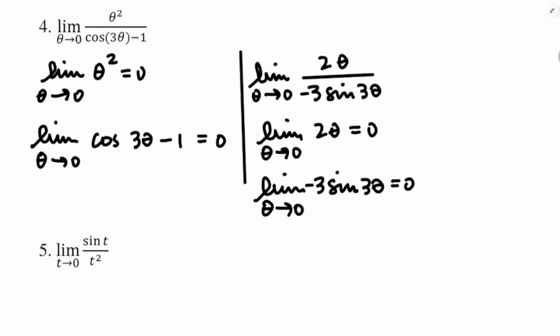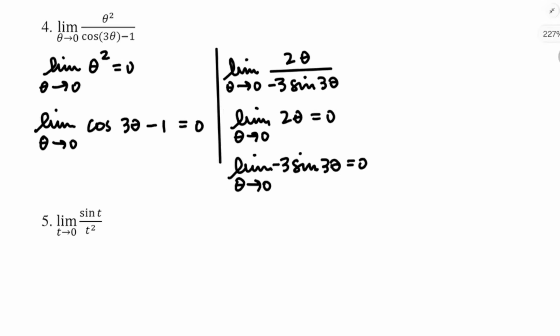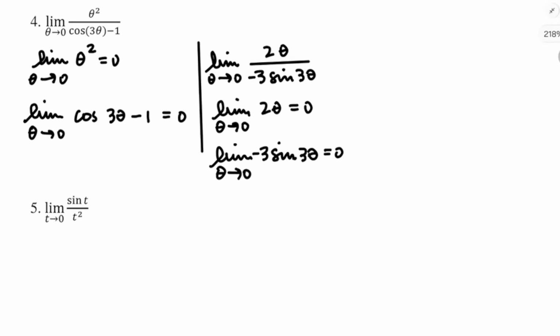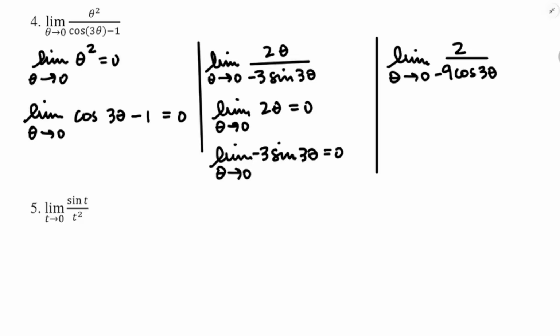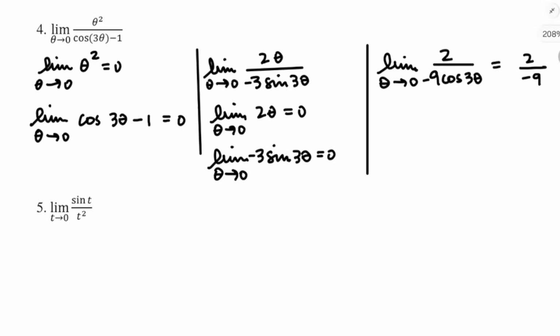So I'm going to need to use L'Hopital's rule again. And so I'm going to take the derivative of the top and the derivative of the bottom, and I'll get 2 in the numerator and -9 cosine of 3 theta in the denominator. And then as theta approaches 0, the numerator is staying at 2, the denominator is approaching -9 times 1. That's going to be 2 over -9. Okay, you can barely see that.